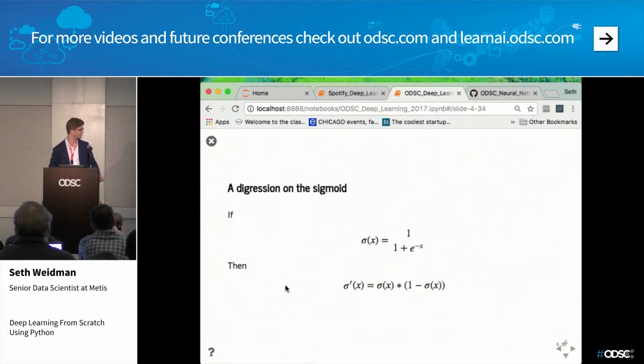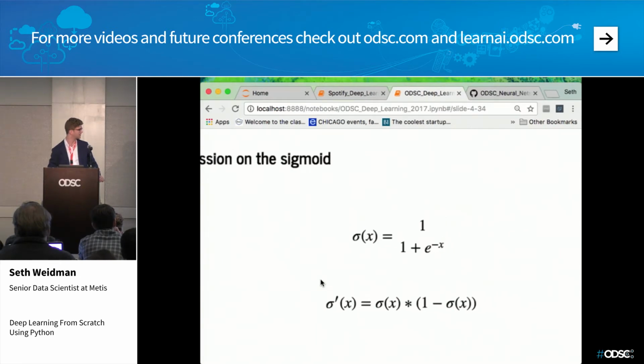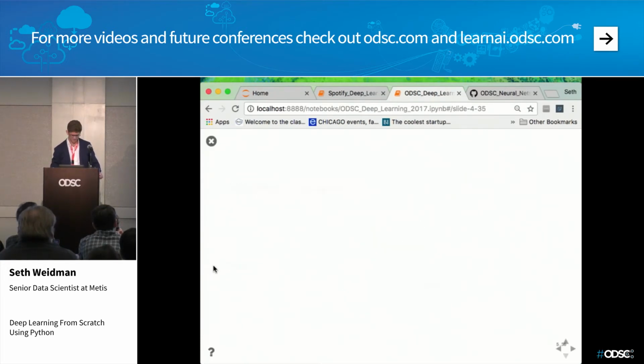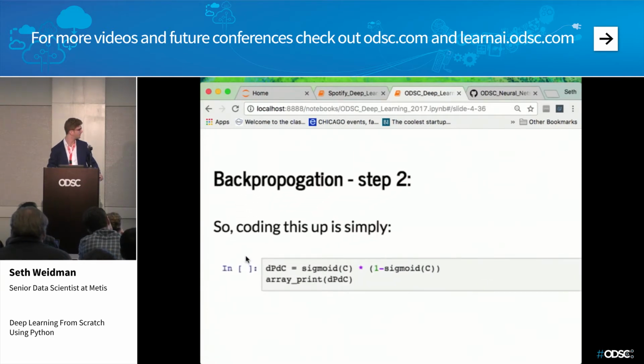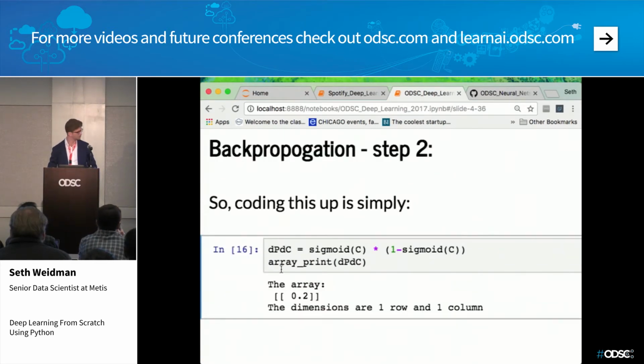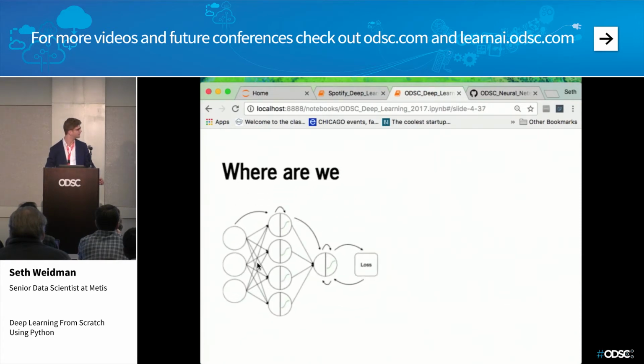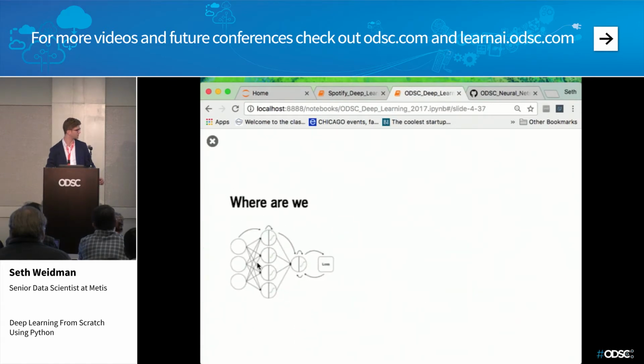So the partial derivative of that with respect to C depends on the sigmoid function, and the sigmoid function has a nice property. If that's the sigmoid function, 1 over 1 plus e to the negative x, the derivative of that with respect to x can be written as the sigmoid of x times 1 minus the sigmoid of x. That makes coding things up pretty easy. We can apply that rule to this function here. The partial derivative of p with respect to c is just the sigmoid of c times 1 minus the sigmoid of c, and so we get some number. We've gone backwards one more step, just to orient everybody.